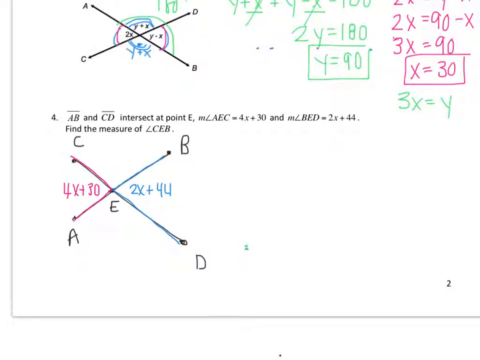Take a second to think about what you would do with 4x plus 30 and 2x plus 44. Would you add them to 180? Or would you set them equal to each other? Take a second to think about it and then check back with me.